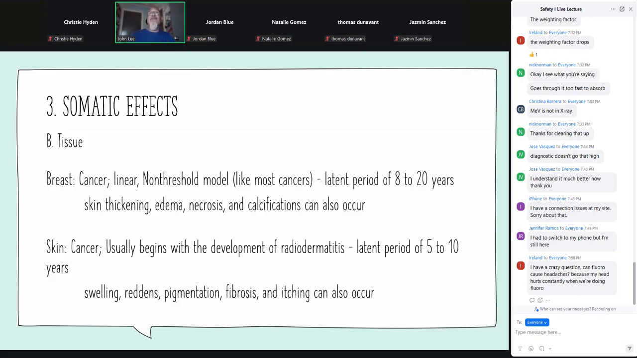The latent period for breast cancer is about 8 to 20 years, starting with skin thickening, edema, necrosis. Calcifications can also occur. With skin cancer, it usually starts with the development of radiodermatitis. It's got a latent period of 5 to 10 years. Swelling, reddening, pigmentation changes, fibrosis, itching are all symptoms.